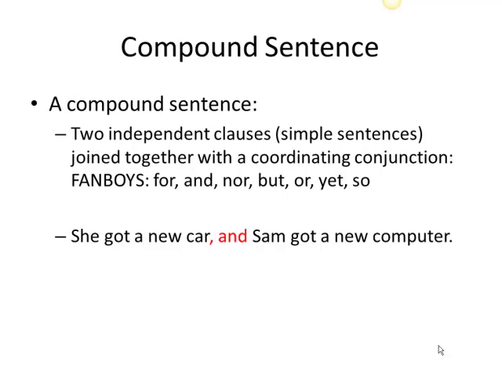A compound sentence is when you connect two independent clauses. So you're connecting two simple sentences, or two main full sentences, joined with a coordinating conjunction. These are known as the FANBOYS, and this is just to make it easier for you to remember. The F stands for "for," the A for "and," the N for "nor," the B for "but," the O for "or," the Y for "yet," and the S for "so."